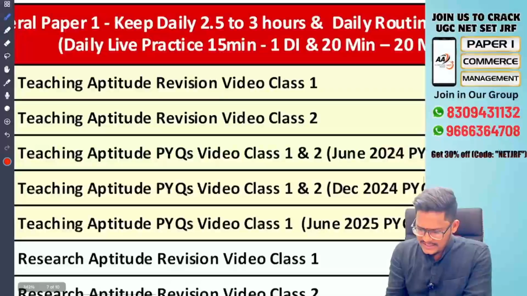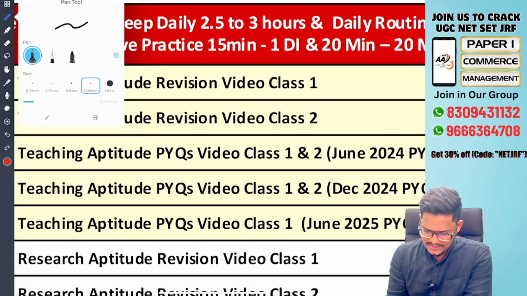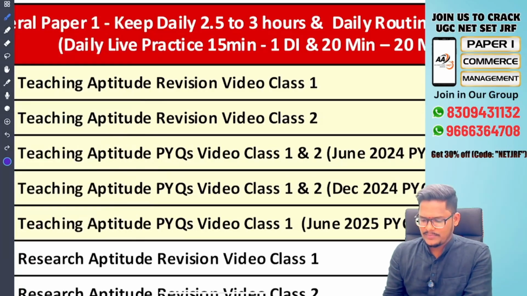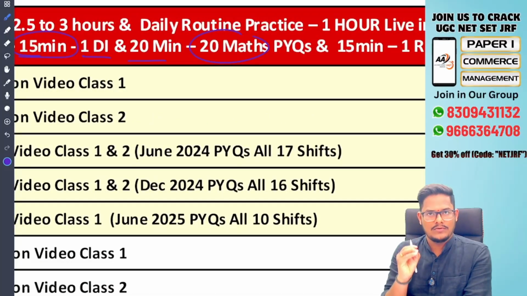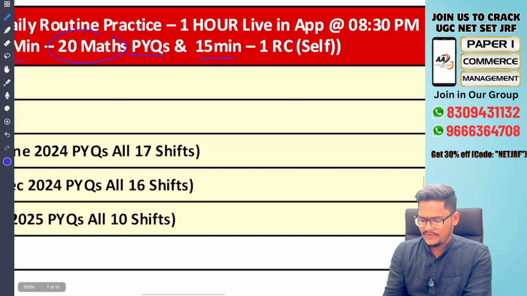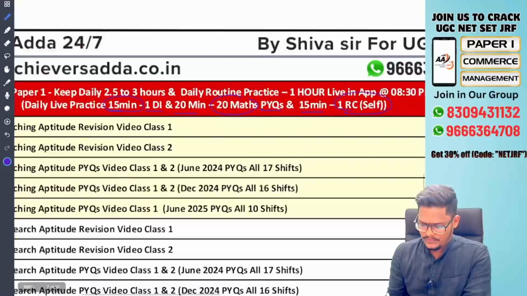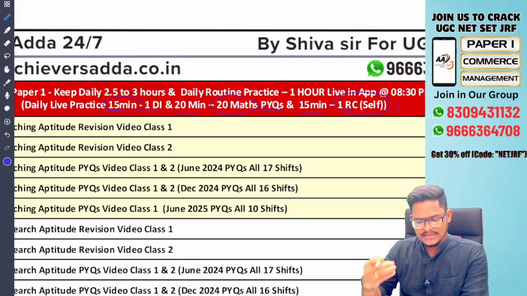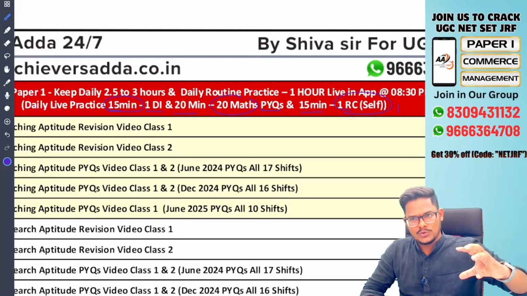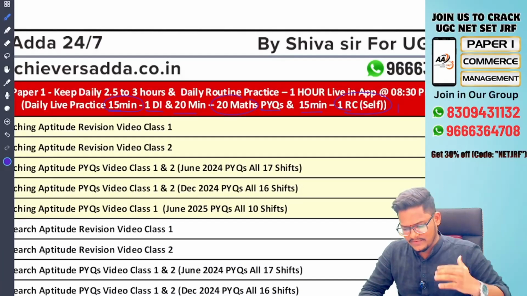Regular practice means daily take at least one DI, and practice at your convenience from previous year questions. Daily practice one data interpretation for 15 minutes, and for 20 minutes daily solve 10 to at most 20 PYQ questions of mathematics, and daily 15 minutes do one reading comprehension from the PYQs, from the recent June 2025, December 2024 and June 2024. If you can do it, it will be well and good for you.